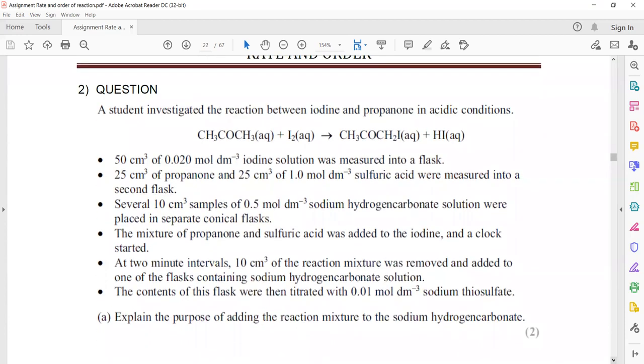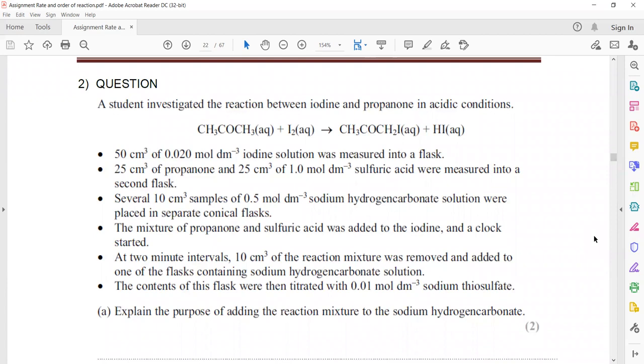Question 2. A student investigated the reaction between iodine and propanol in acidic condition. You always find a similar question. Sometimes we have to sketch a graph from the concentration. So 50 cm cube of 0.02 mole per dm cube iodine solution is measured in a flask. 25 cm cube of propanol and 25 cm cube of sulfuric acid are added. 10 cm cube of sample of 0.5 mole per dm cube sodium hydrogen carbonate is placed in a separate conical flask. The mixture of propanol and sulfuric acid was added to iodine and a clock started.